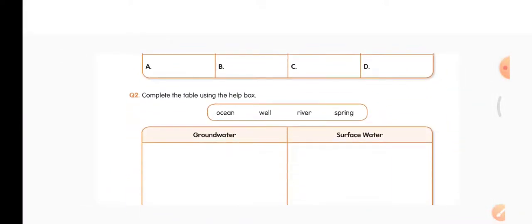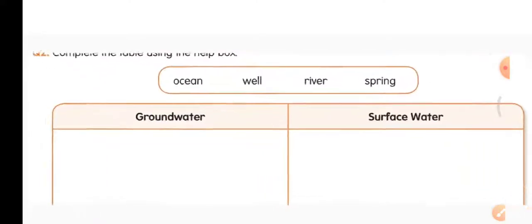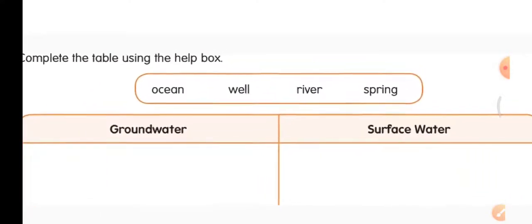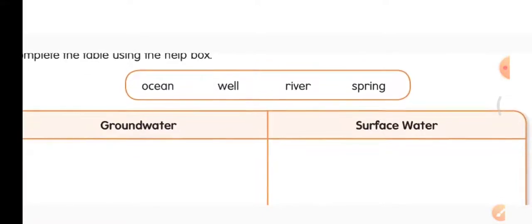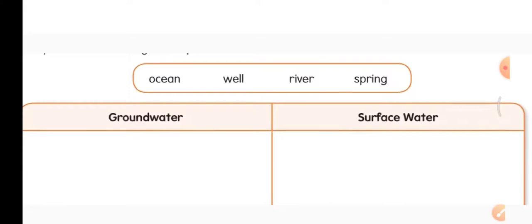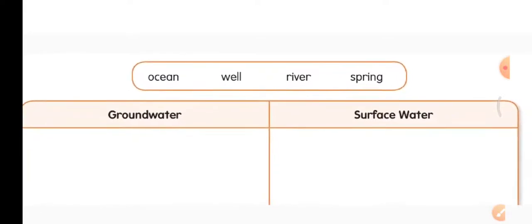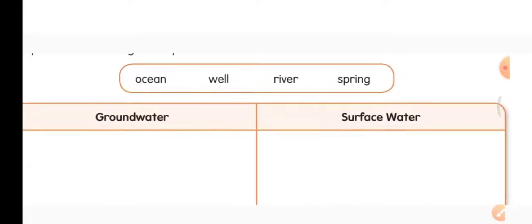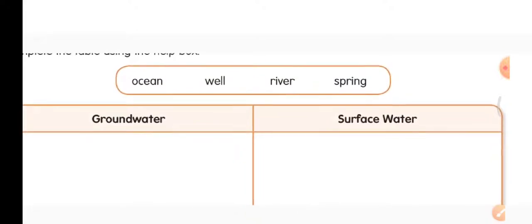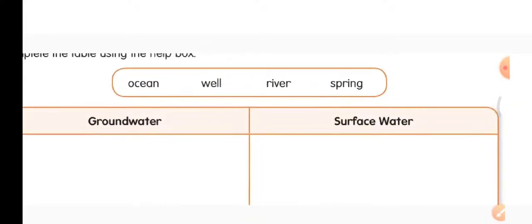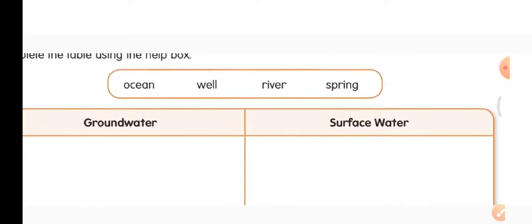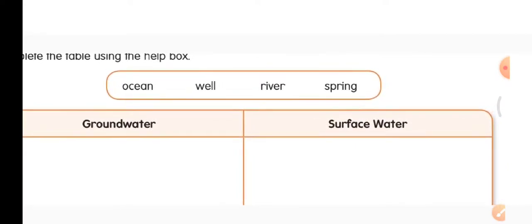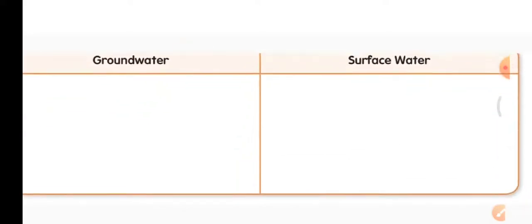Now, second question, complete the table using the help box. In the help box, we have the words ocean, well, river, spring. You have to sort them and put them under the groundwater or surface water. You have to identify whether they are groundwater or surface water. So, ocean is surface water, well is groundwater, river is surface water, spring is groundwater. So, write the words under them.